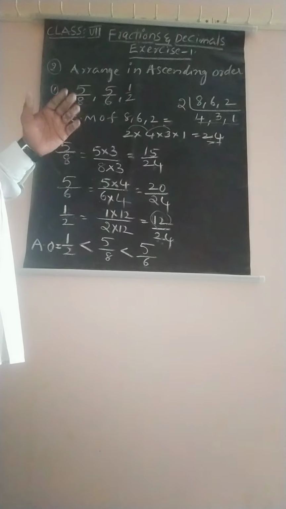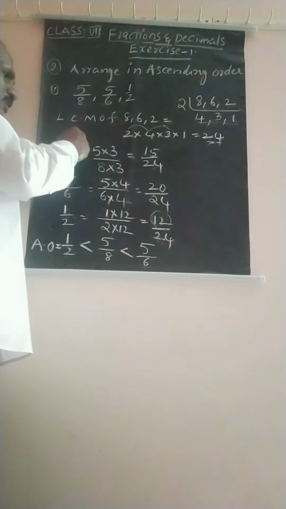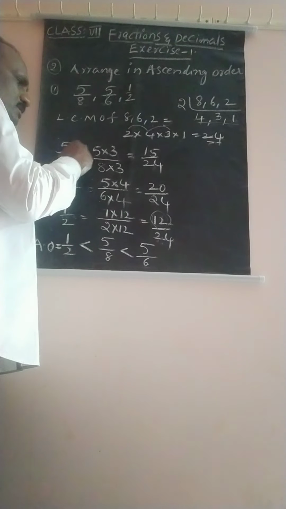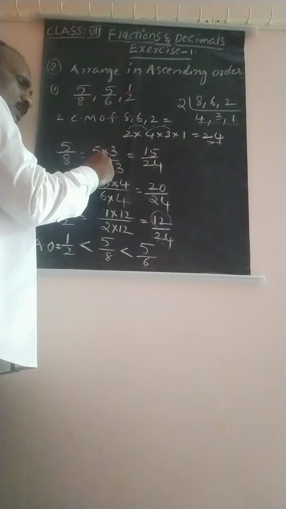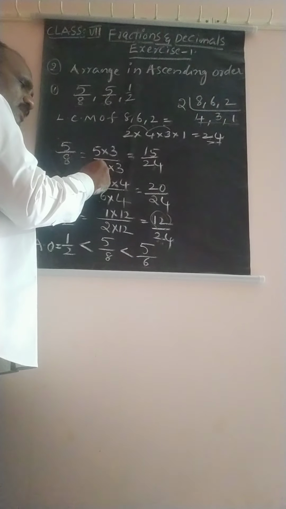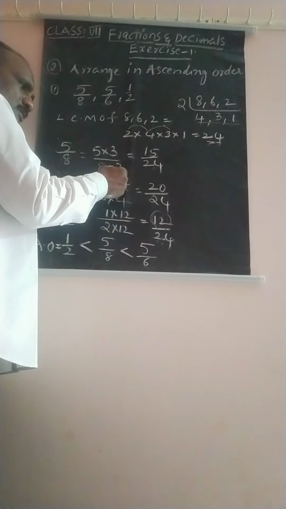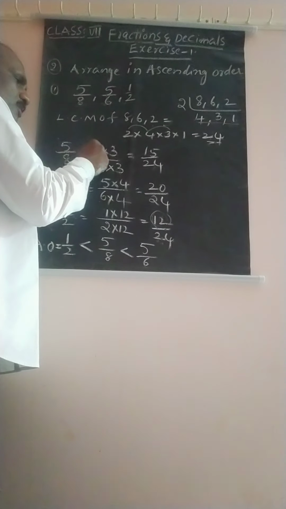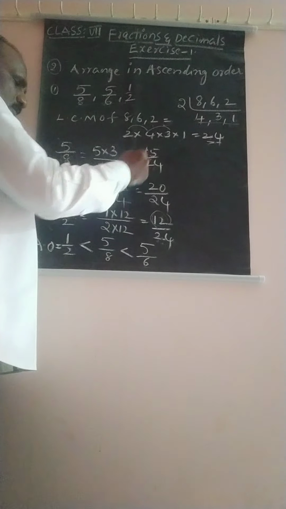If you want to make equivalent fractions of 5 by 8, both numerator and denominator should be multiplied with the same number only. If the denominator is multiplied with 3, 8 into 3, then the numerator 5 should also be multiplied. 5 3s are 15 by 24.